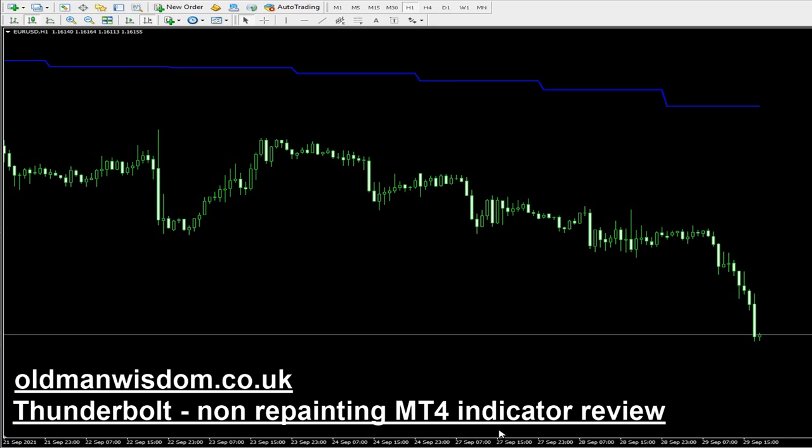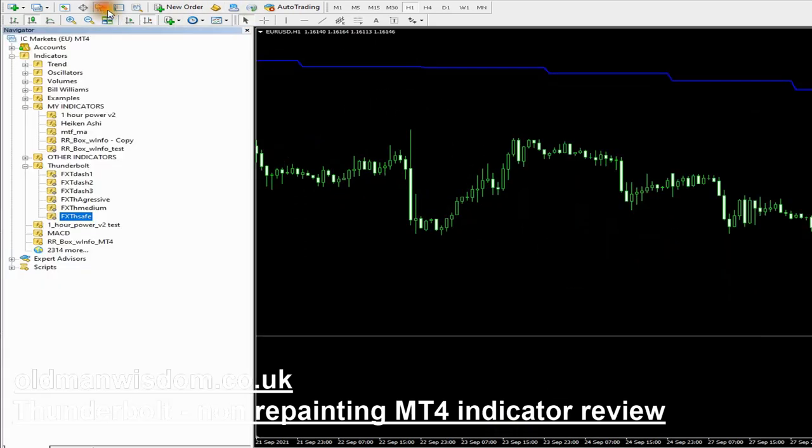So let's get into it. What is the indicator that I'm talking about? Well, today I'm talking about the indicator called Thunderbolt. I love the name. I think it's quite inspiring. And you'll see here that there are three settings to the Thunderbolt indicator.